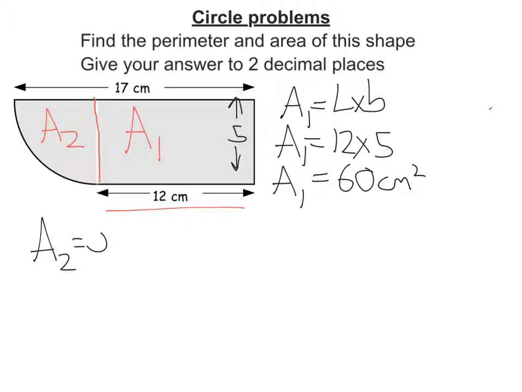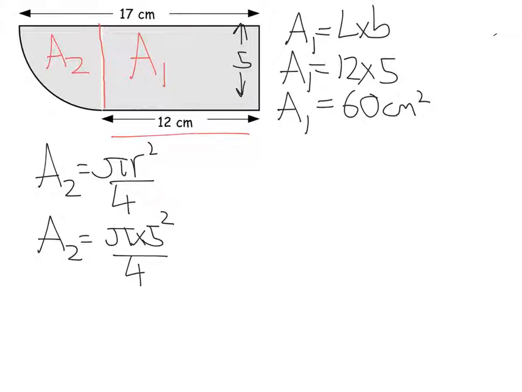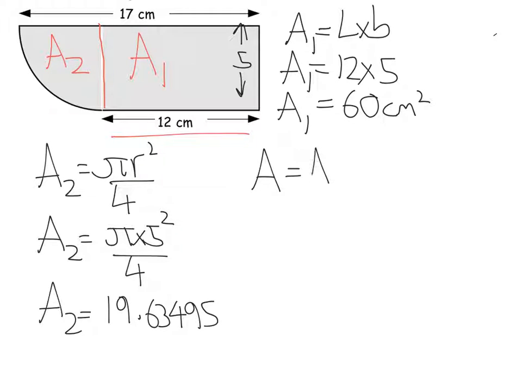Well, it's part of the circle, so pi r squared, and it's only a quarter of it, so I need to divide by 4. So A2 is going to be equal to pi times, now the radius, which we worked out before, is 5 squared over 4. And putting that into my calculator, I'm going to get A2 is equal to 19.63495.